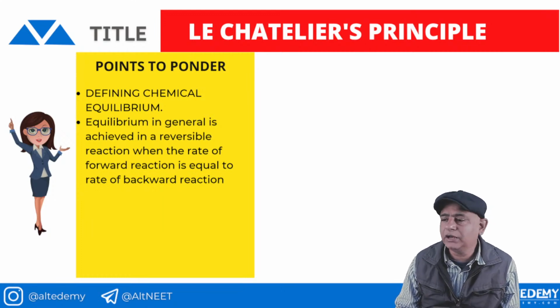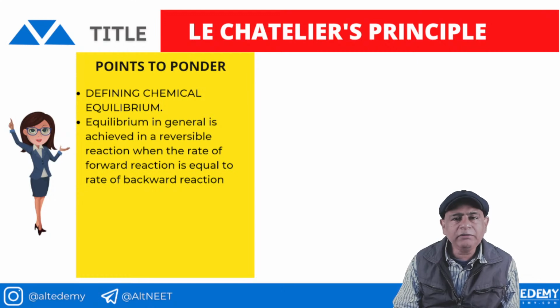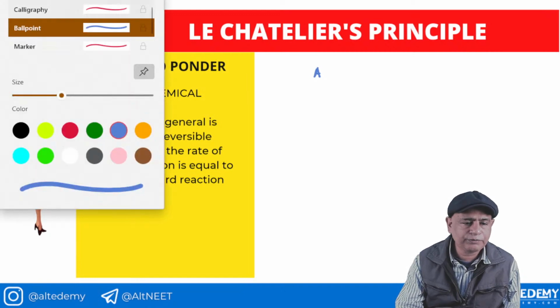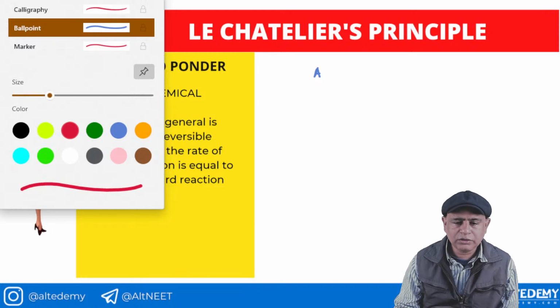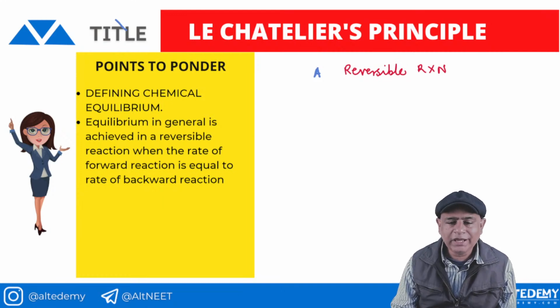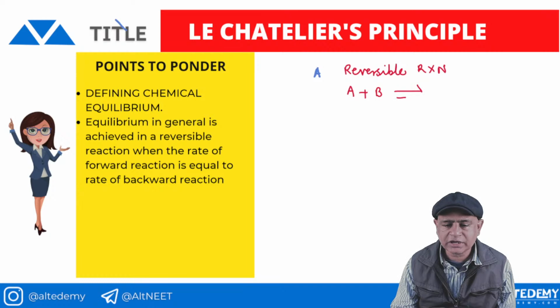First, let us talk about chemical equilibrium. Whenever we talk about chemical equilibrium, the first thing that should come to our mind is that it is a reversible reaction. What is a reversible reaction? It is a reaction which moves in both directions, and it is symbolized as follows: suppose A is one reactant and B is another reactant, we put the sign of reversibility, and we get C plus D.